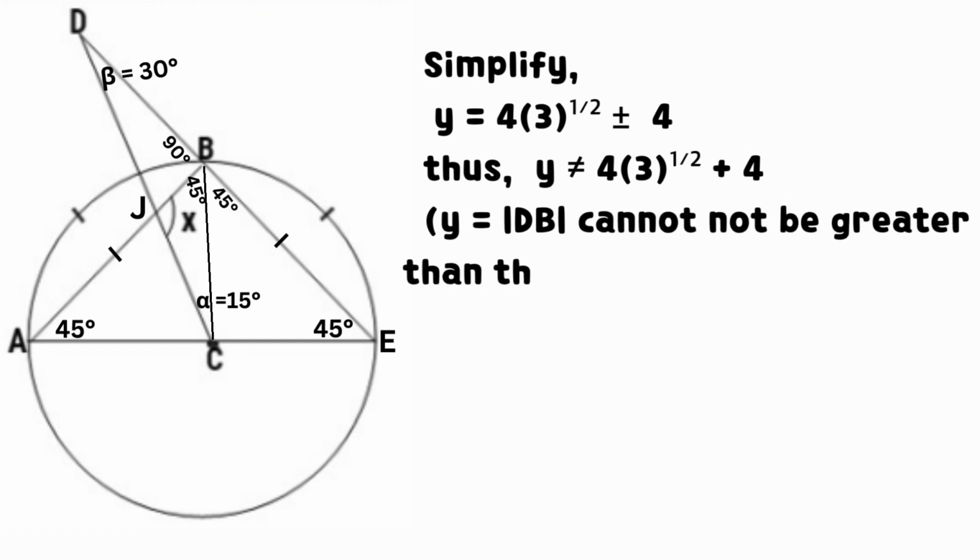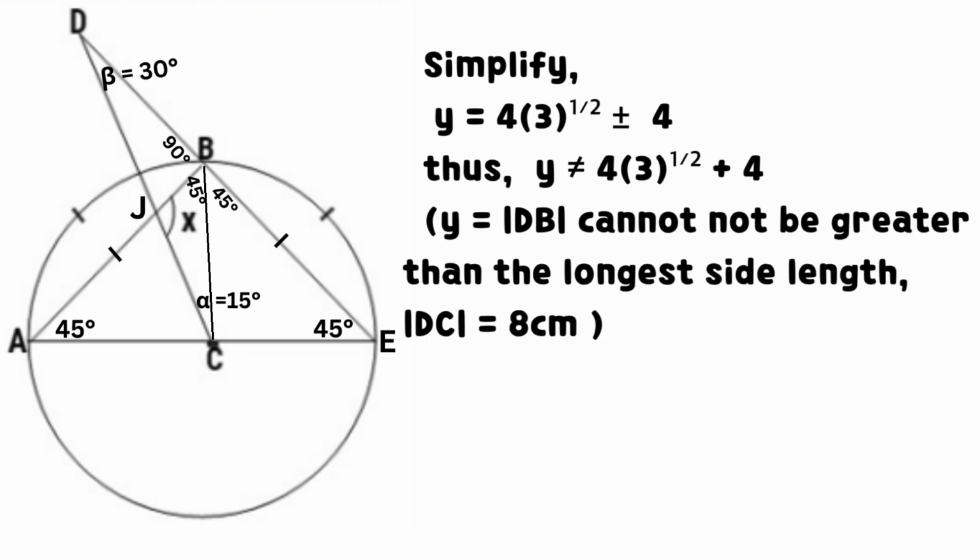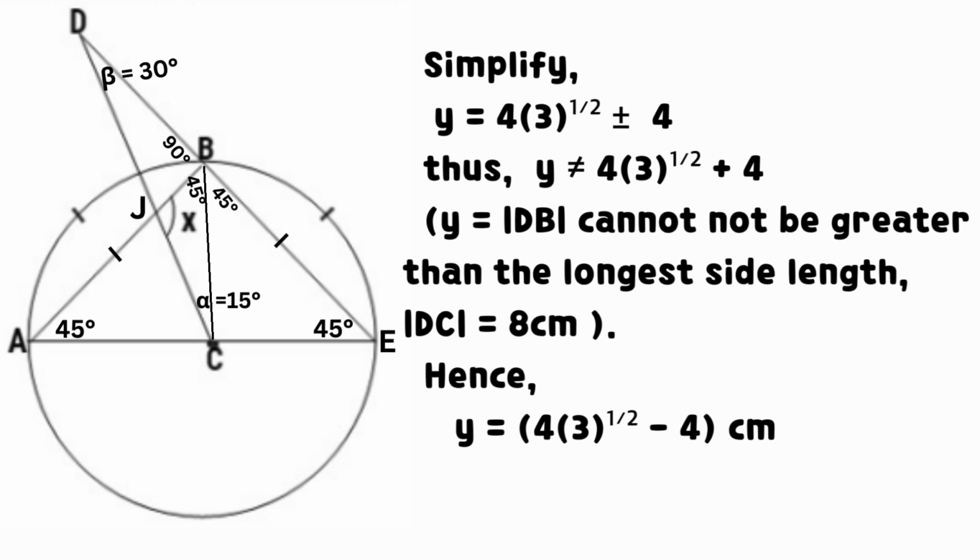Simplify, and we have the result shown on the screen. Y cannot be equals to the sum of 4 times the square of 1/3 and 4. Y equals to line D, B cannot be greater than the longest side length of line D, C equals 8 centimeters. Hence, y equals 4 times the square root of 3 minus 4 all in centimeters.